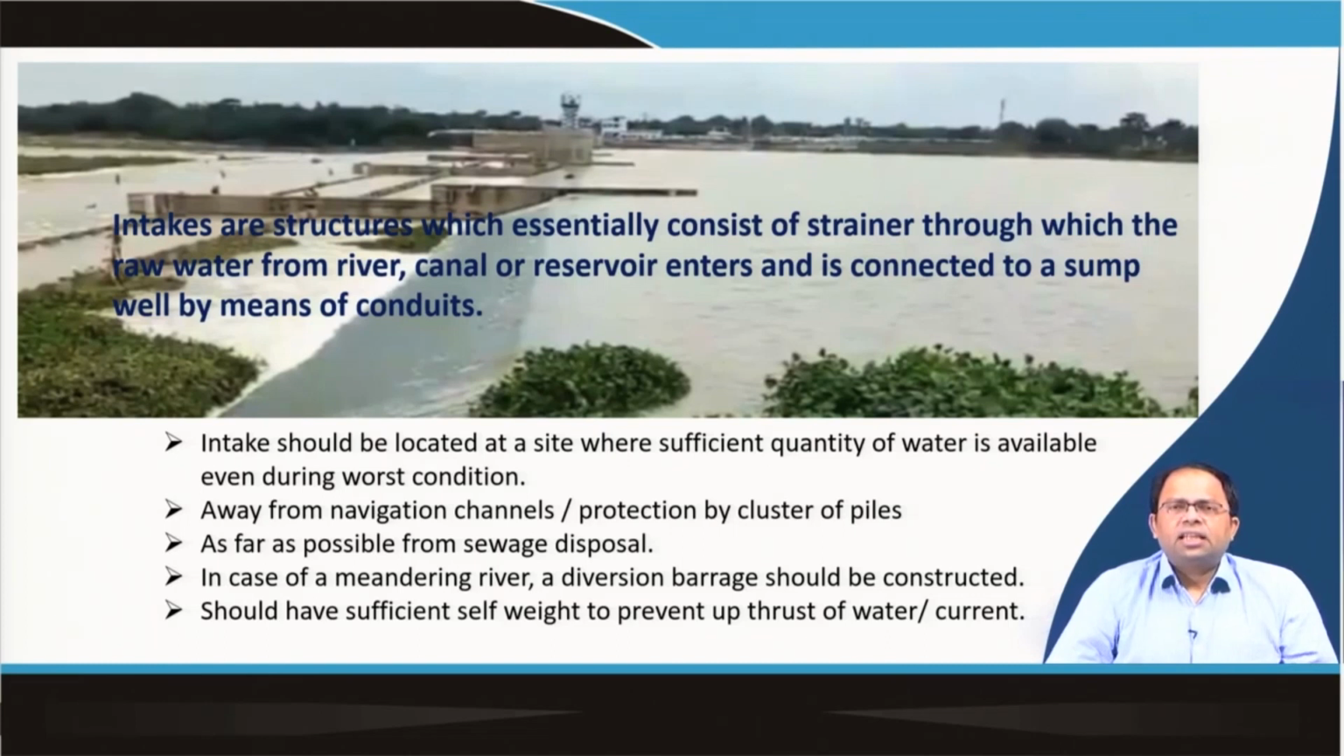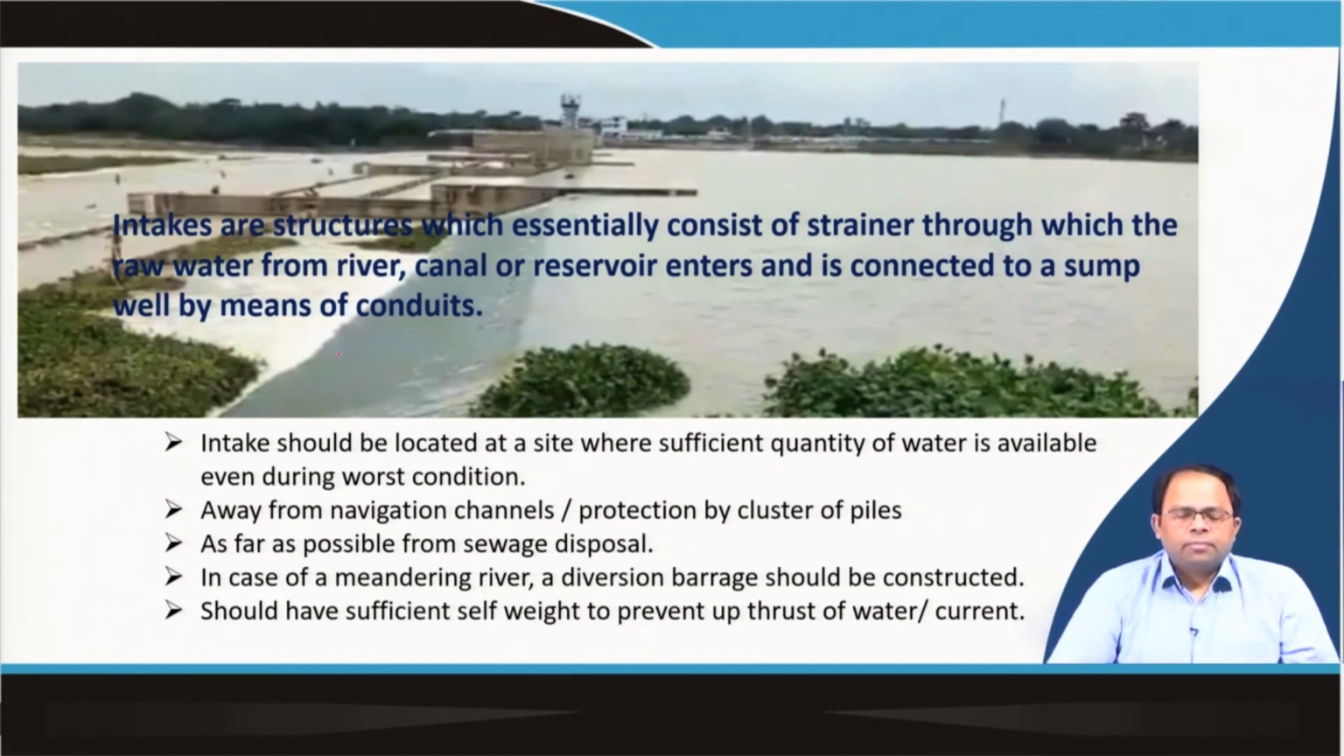So, intakes are basic structures through which we actually draw water from different surface water sources. Usually the raw water is drawn through a strainer to prevent entry of impurities or particles of bigger sizes. Once this water is taken in, it is sent to a sump well where it is first stored before it is pumped to a treatment unit or for other purposes, and this is connected by means of a conduit.